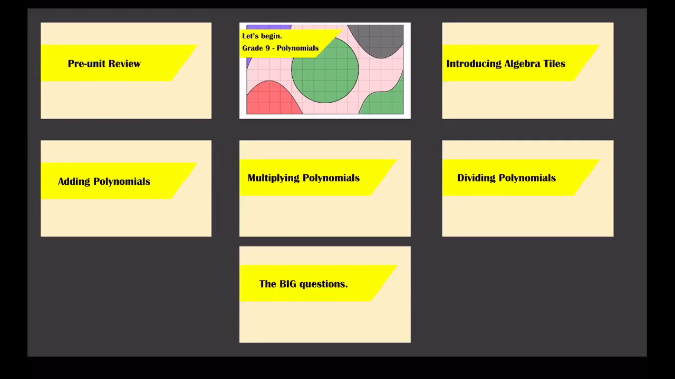Hello everyone, welcome back to our polynomials unit. We are going to be talking about multiplying polynomials in this video. If you have not played with algebra tiles yet or have done adding polynomials, subtracting polynomials, I highly advise that you take a look at those two videos.